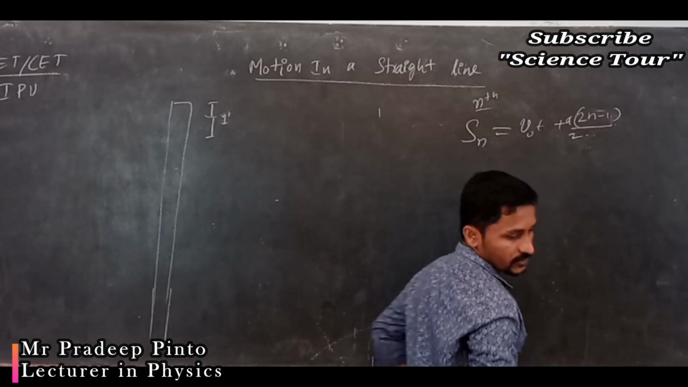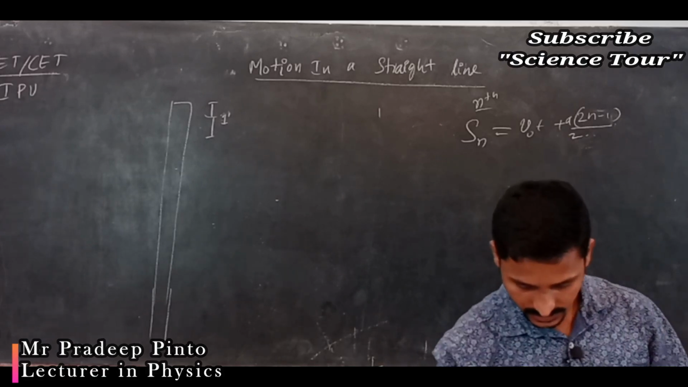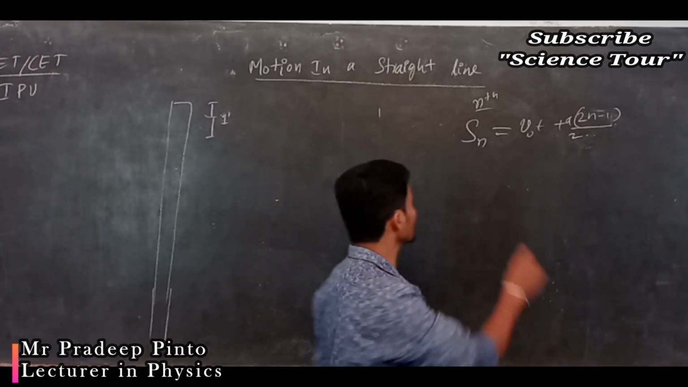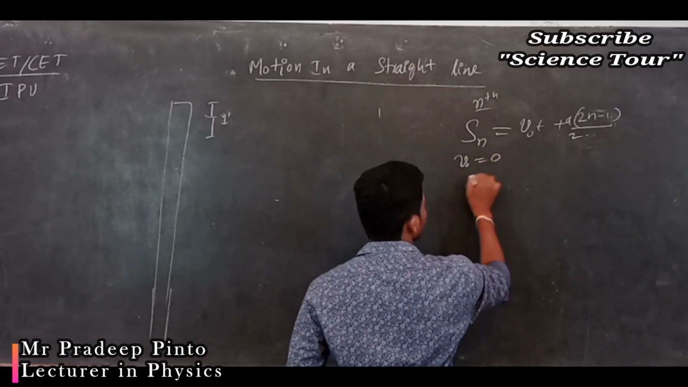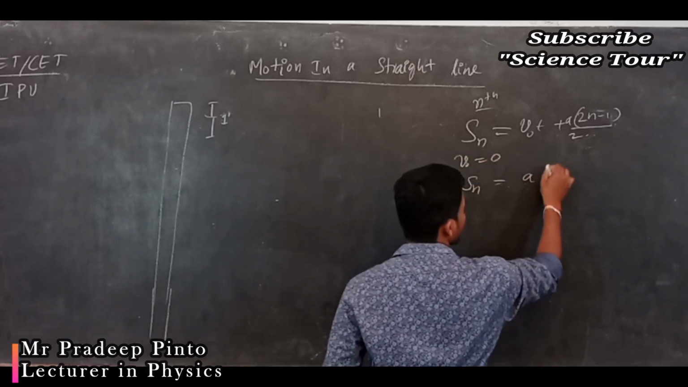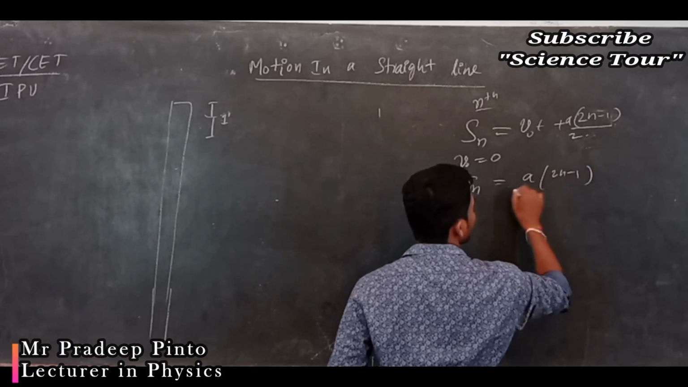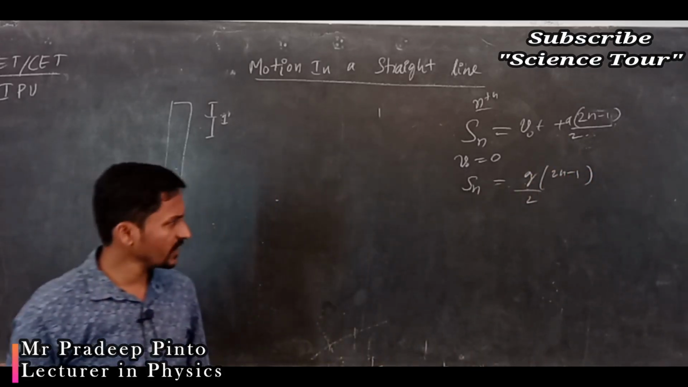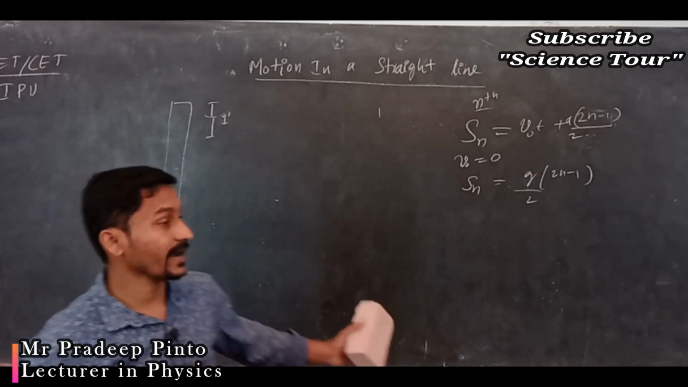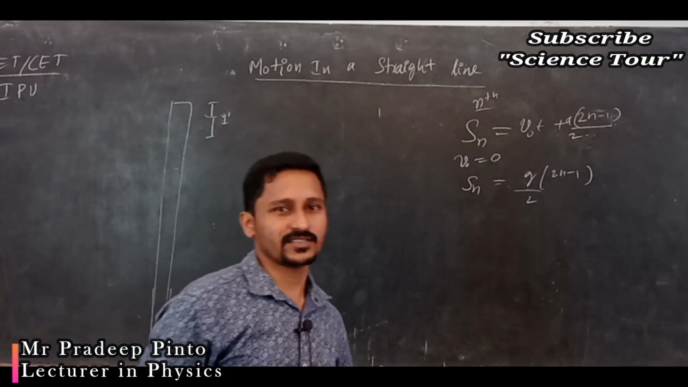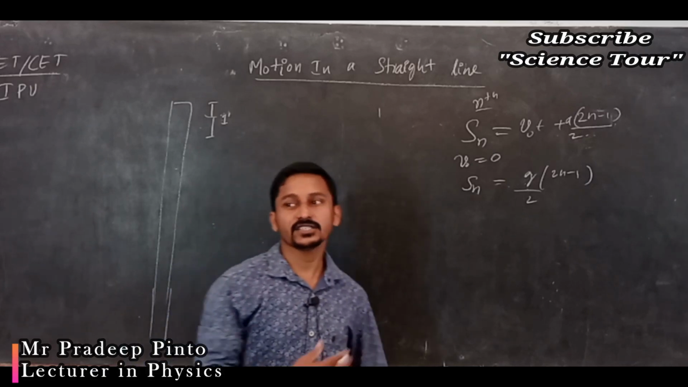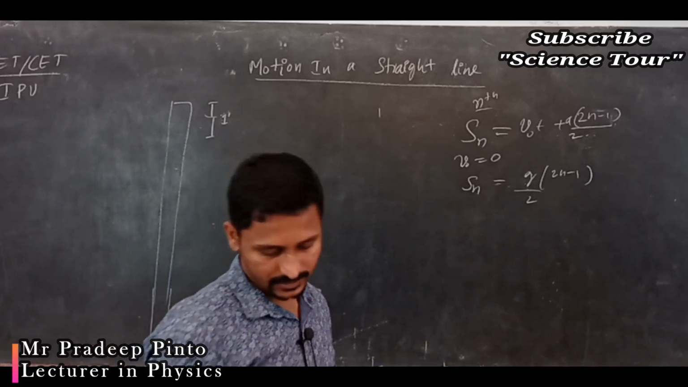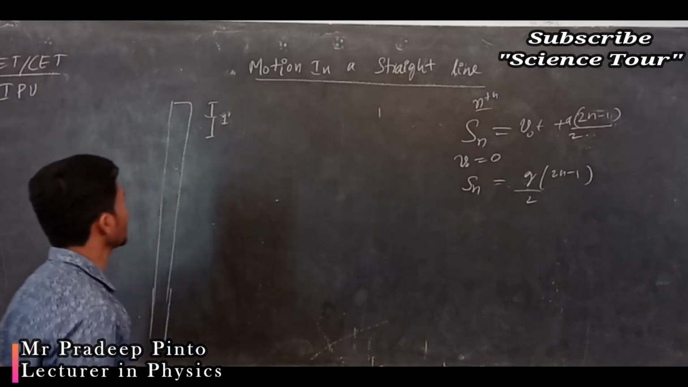So that is the thing, a by 2 into (2n minus 1). If v is 0, then S nth second is equal to a into (2n minus 1) divided by 2. Since it is free fall, the downward case, we are going to write g. And there is a minus itself, it is understood. Each and every time I am not going to write it here; for a particular problem I will tell you that it is minus. Since it is downward, it is understood.